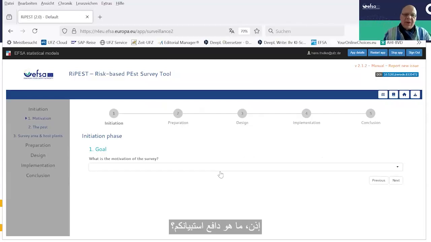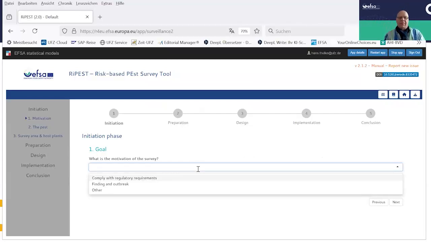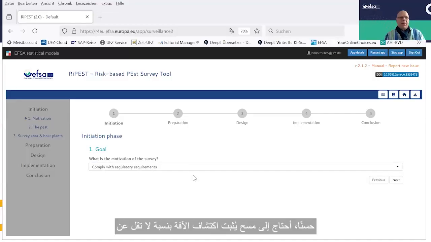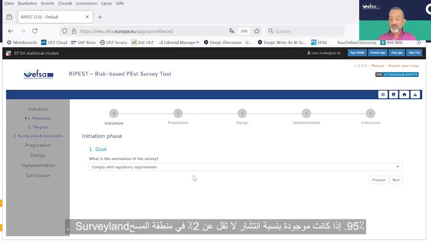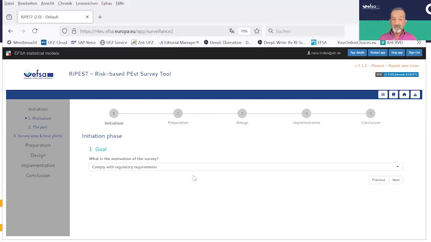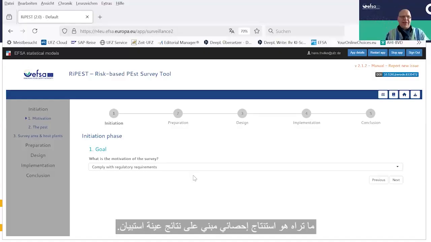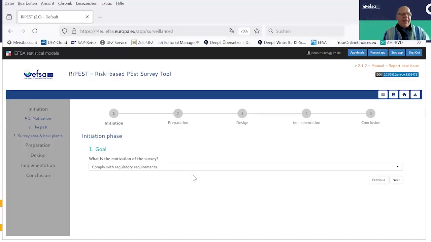So, what is the motivation of your survey? Well, to comply with regulatory requirements. What does this mean? Well, I need a survey that satisfies detection of the pest with at least 95% chance if it is present, with at least 2% prevalence in Surveyland. That, you see, is a statistical conclusion based on a survey sample outcome.